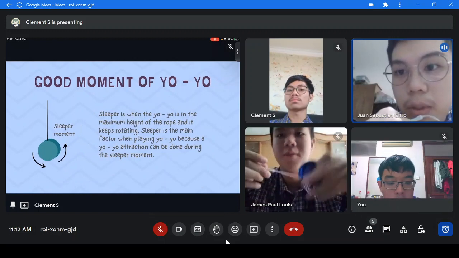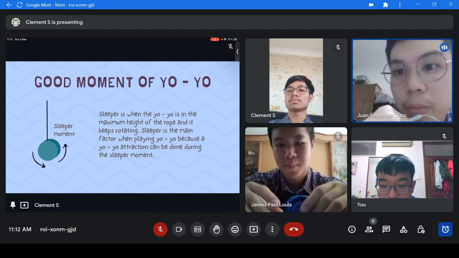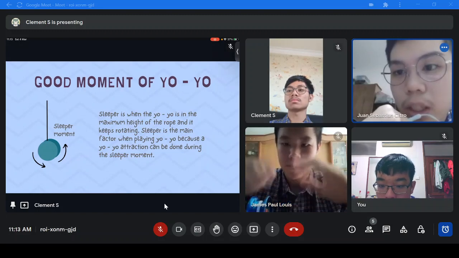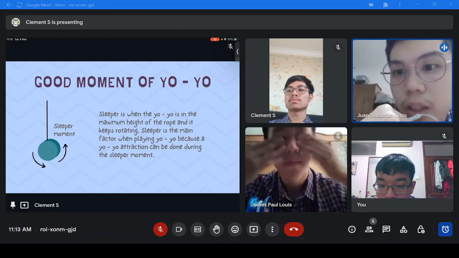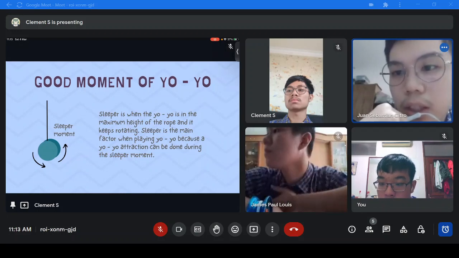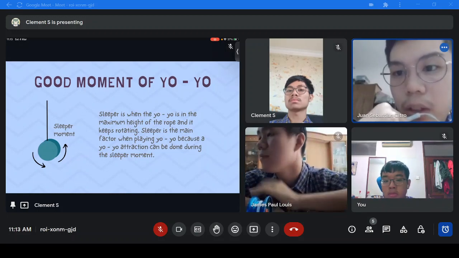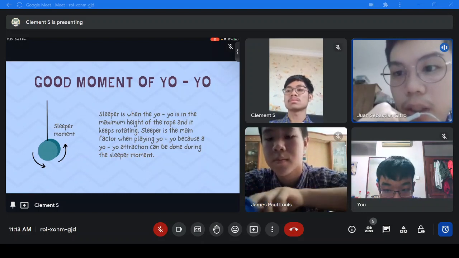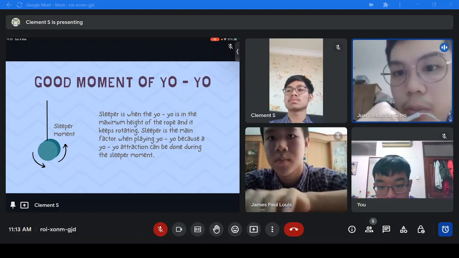And the good moment of yo-yo sleeper is when the yo-yo is at the maximum height of the rope and it keeps rotating. Sleeper is the main factor when playing yo-yo because a yo-yo attraction can be done during the sleeper moment.